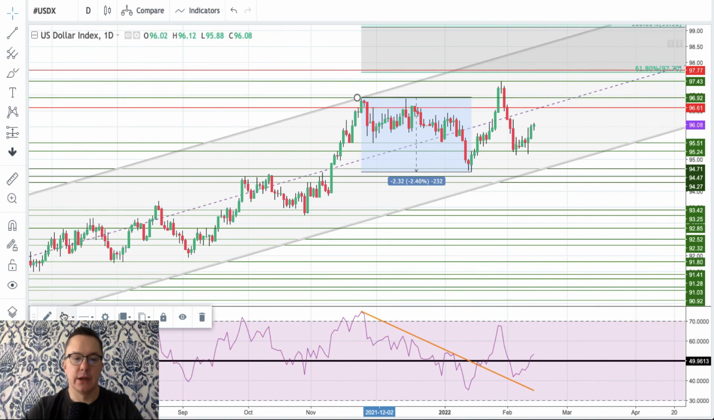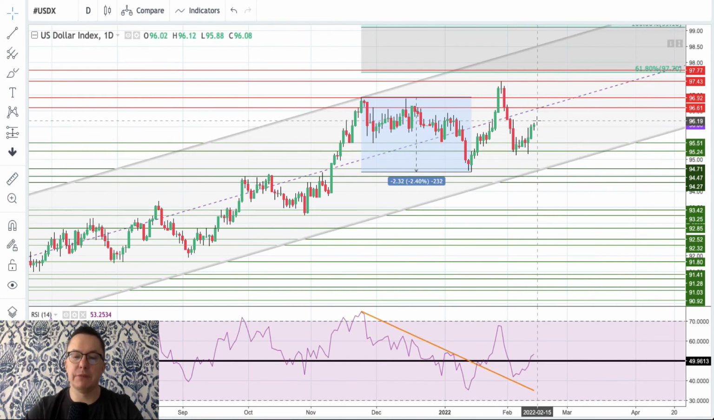So let's put them in red so we won't get confused. Those two levels are located here. Those levels I'm talking about. The next one is 97.453, which is the high of the rally, the end of the January rally. And then of course there's a target 97.77 and a 61% projection at 97.70.